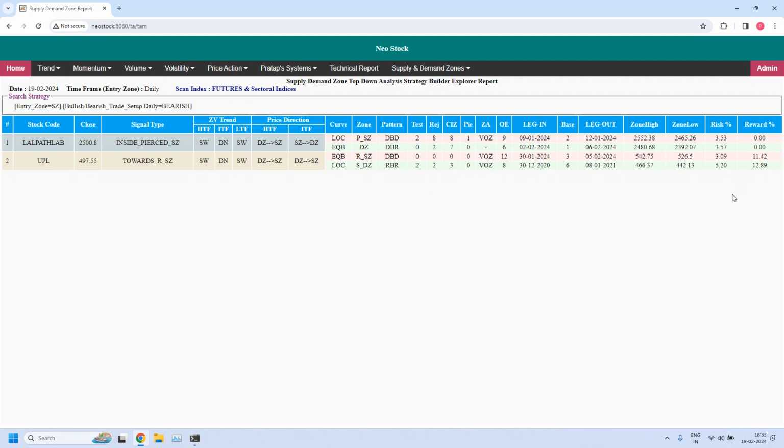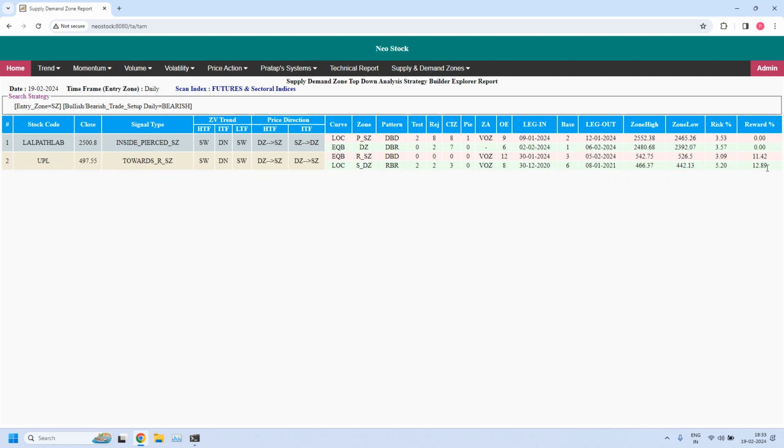UPL is having good reward. And moreover, UPL price is moving towards the supply zone. Moreover, it is a high liquidity supply zone, and also test count is 0, fresh zone. Only thing you need to check the quality of the zone by fine tuning the zone. If it is good, then you can plan a short trade in this zone. Currently it is supporting bearish trade setup.